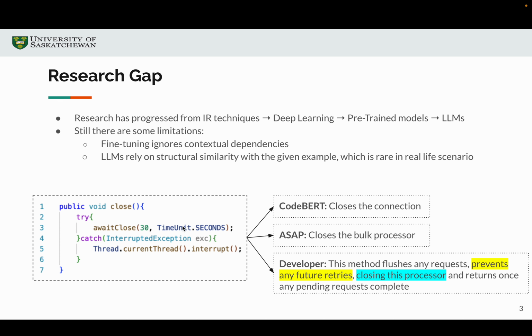The original developer knows what's inside the awaitClose method. That's why he was able to write something extra, like the yellow marked line here, "prevents any future retries." By seeing only this piece of code, nobody can say what's inside awaitClose. That's why we feel this is a research gap, and fine-tuning pre-trained models and relying on LLMs by giving examples is not the best technique.